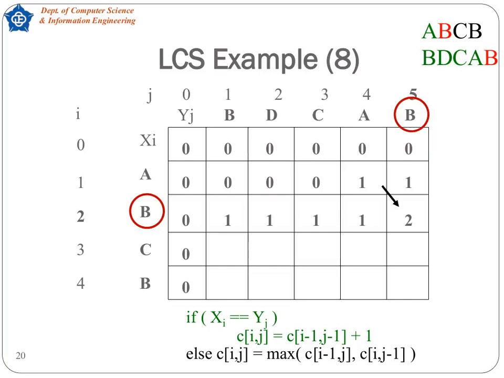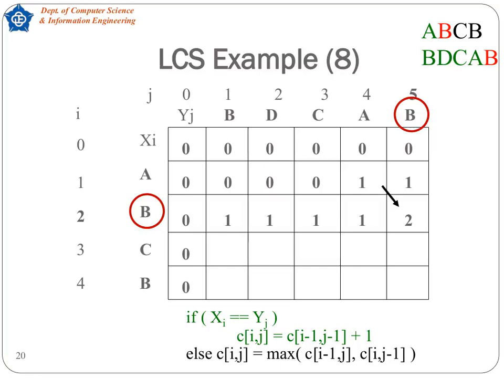Continuing from our last example, let's now fill in cell 2,5 to compute the LCS length between x equals ABCB down the side and y equals BDCAB across the top. As before, our table C is initialized with zeros along row 0 and column 0. At i equals 2 and j equals 5, we see x equals B and y equals B, circled in red.